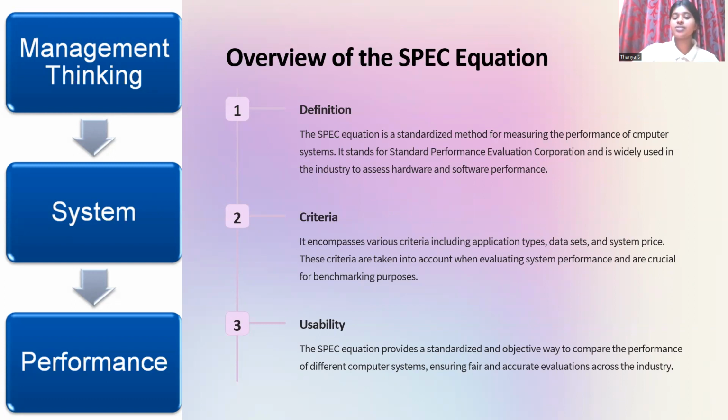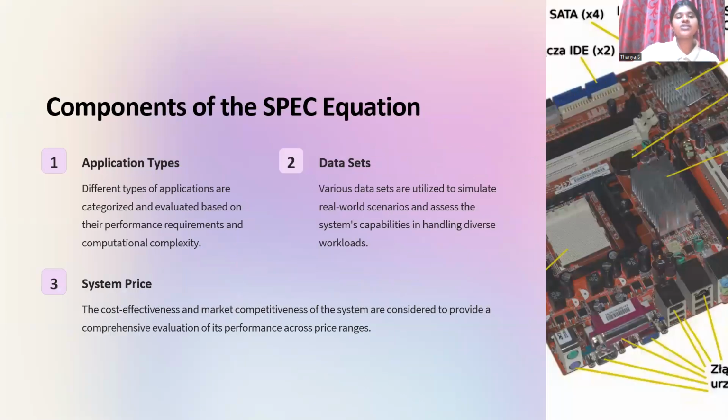So the next one is usability. The spec equation provides a standardized and objective way to compare the performance of different computer systems, ensuring fair and accurate evaluations across the industry. The next one is components of spec equation. There are mainly three components of spec equation. Those are application types, data sets, and system price.